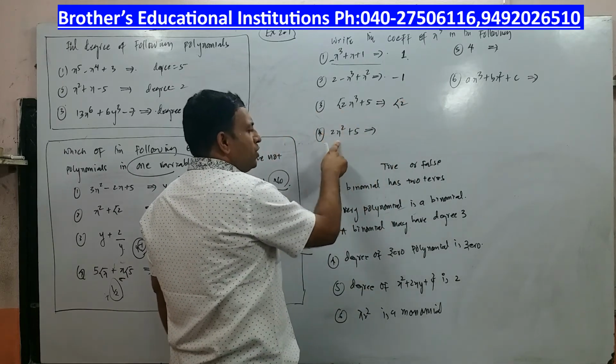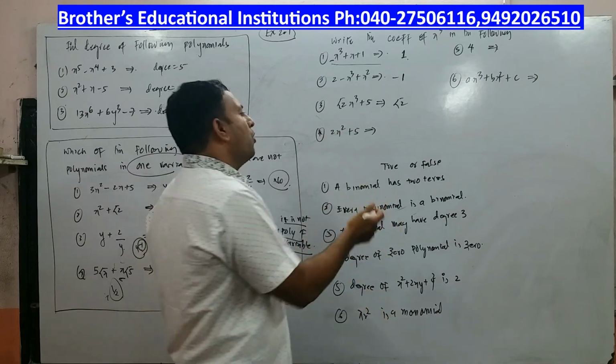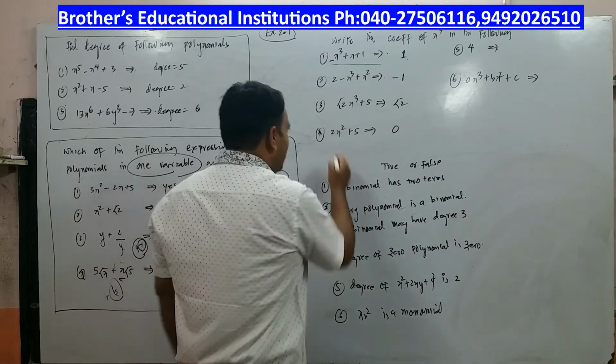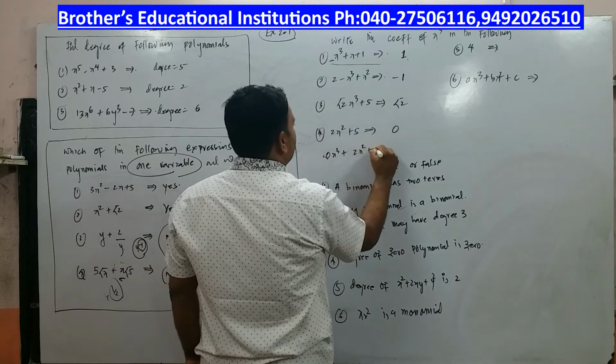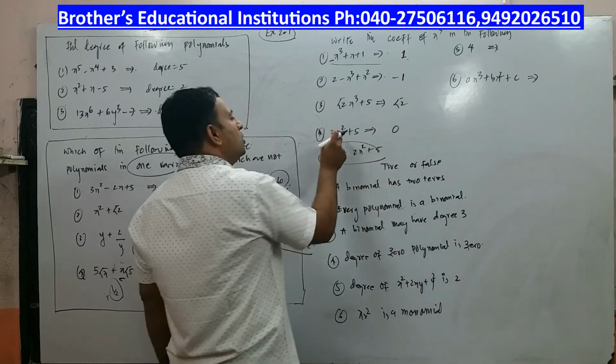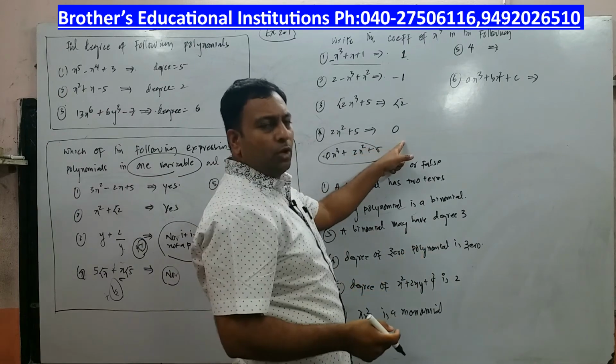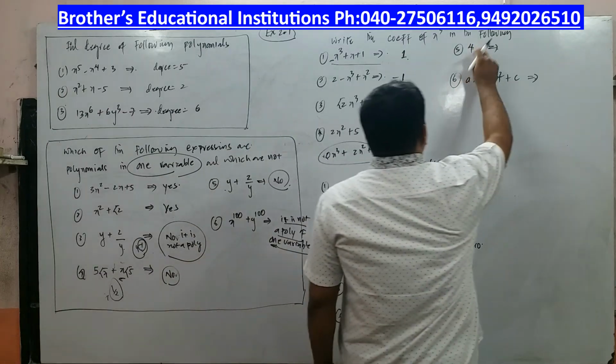Now, what is the coefficient of x cube here? When x cube is missing, the coefficient is 0. When it is not there, I can write 0x cube plus 2x square plus 5. Does the value of this polynomial change? No. So when it is not there, you will mention the coefficient as 0.